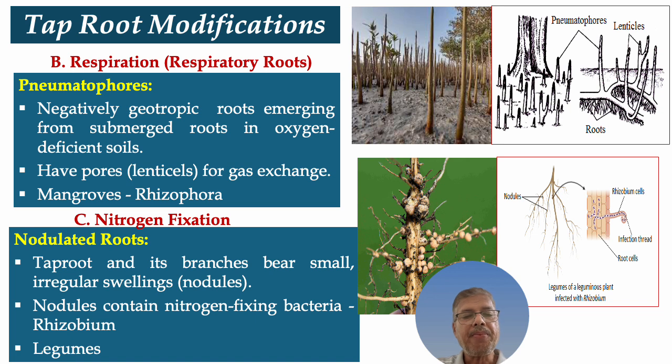Nitrogen fixation: the nodulated roots. The taproot and its branches bear small, irregular swellings or nodules. These nodules are home to nitrogen-fixing bacteria like Rhizobium, which convert atmospheric nitrogen into nitrate and provide it to the plant's roots. Examples are the legumes.